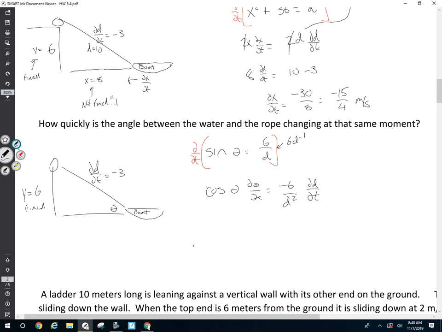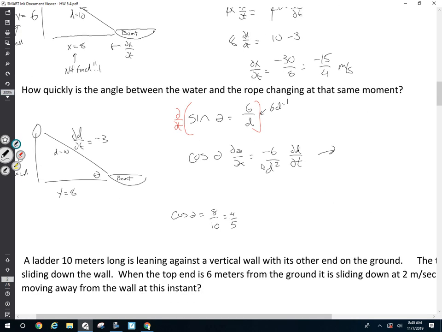Cos theta, so x is 8, d is 10. Cos theta equals the adjacent side over the hypotenuse, so that's going to be 4/5. So I get 4/5 d theta dt equals -6 over 100 times -3.